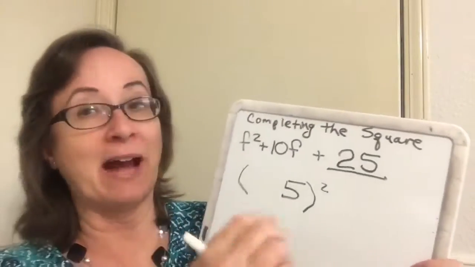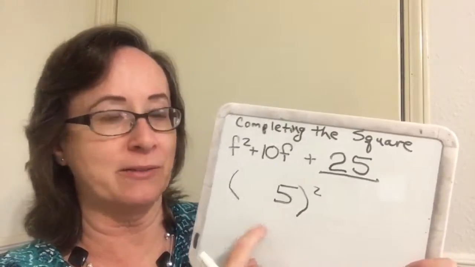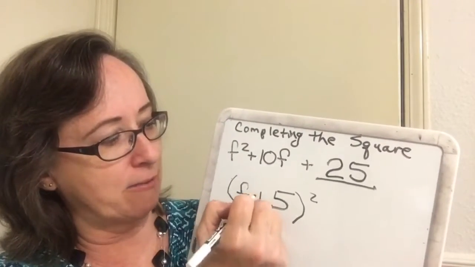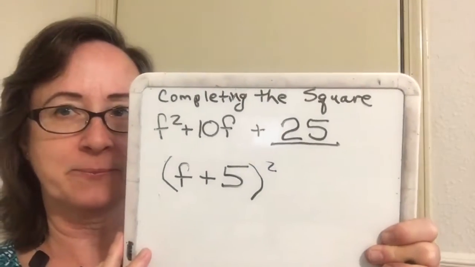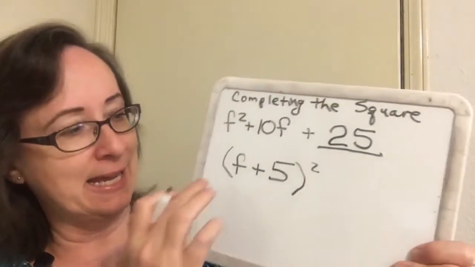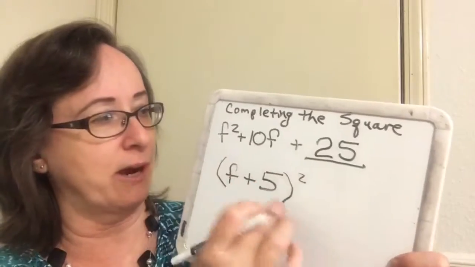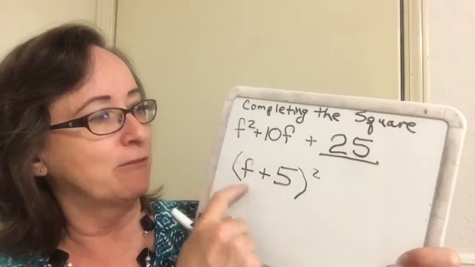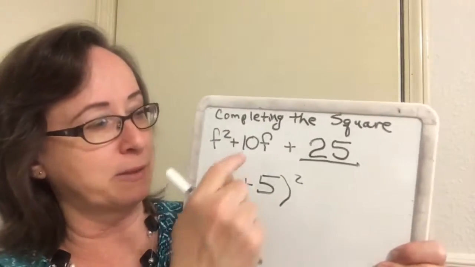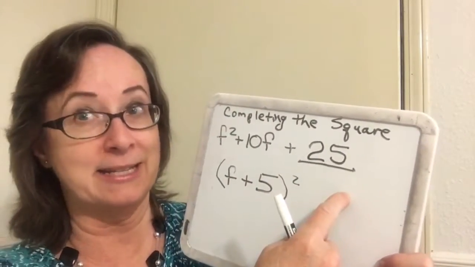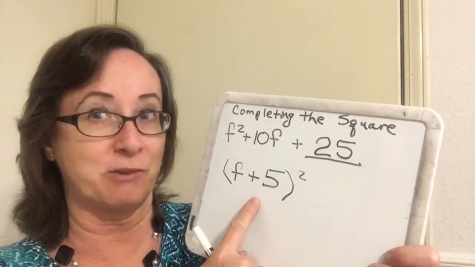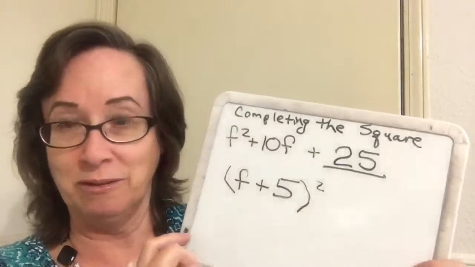Now, look, if I want to come up with the binomial that is squared, all I have to do is take my variable, drop it down, add a sign. Is it true? Is f plus 5 quantity squared equal to f squared plus 10f plus 25? First term squared, this product doubled, last term squared. It is a perfect square trinomial, and it factors as f plus 5 quantity squared. Isn't that cool? All right, let's do another one.